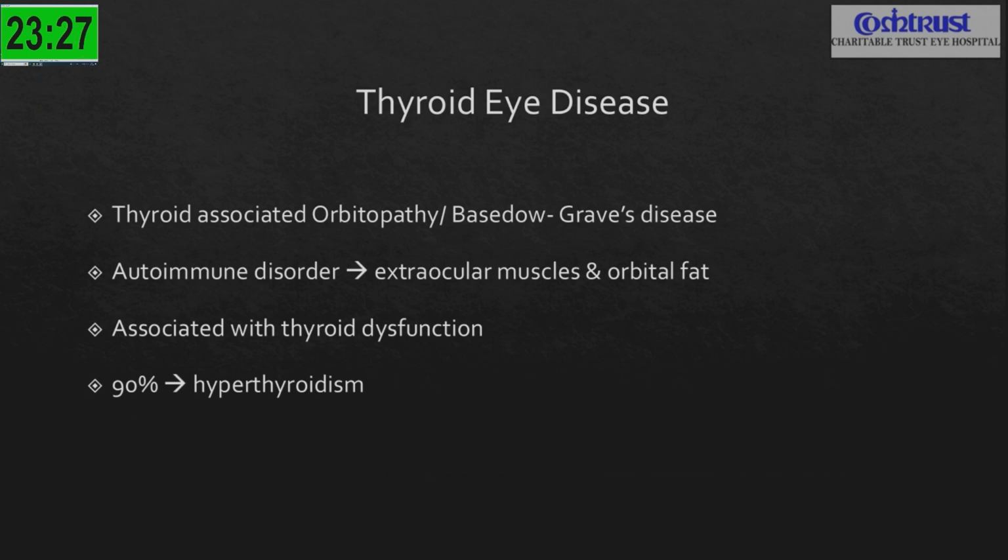It is the main extrathyroidal manifestation of Graves' disease. It is an autoimmune disorder which is characterized by enlargement of the orbital fat and extraocular muscles. It is a result of thyroid dysfunction, majorly contributed by hyperthyroidism, that is around 90%, and the remaining 10% is equally distributed between hypothyroids and euthyroids.